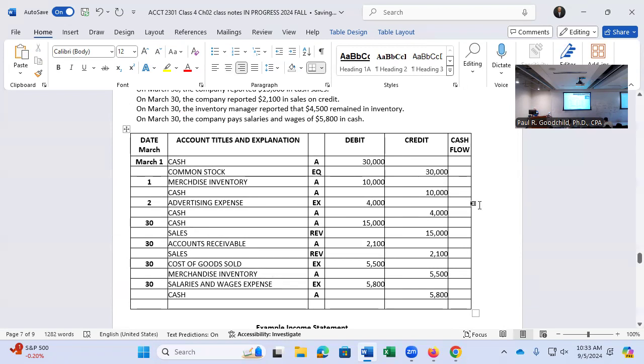But if we look at what type of cash flow effect any of the transactions have, we have three categories. We have three types of categories for the cash flow statement. We have operating, investing, and financing. Those are the three categories for the cash flow statement. So whenever we see cash as part of the entry, we want to classify it as one of those categories.